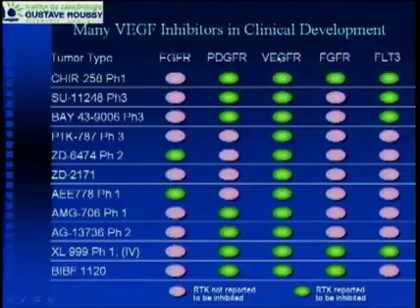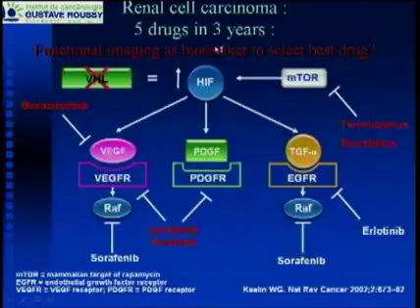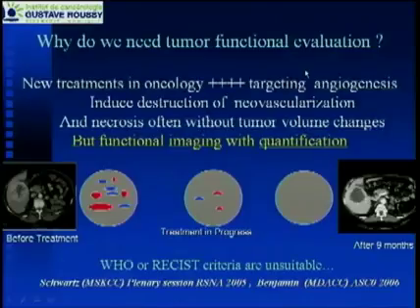And we don't currently have a biomarker in order to select the best drug for the patient. The major example is renal cell carcinoma. Remember, we have 5 new drugs approved in 3 years, and we don't know which is the best drug for the patient, whether it is bevacizumab, sorafenib, sunitinib, or the mTOR inhibitor. And probably functional imaging could be a biomarker in order to select the best drug.